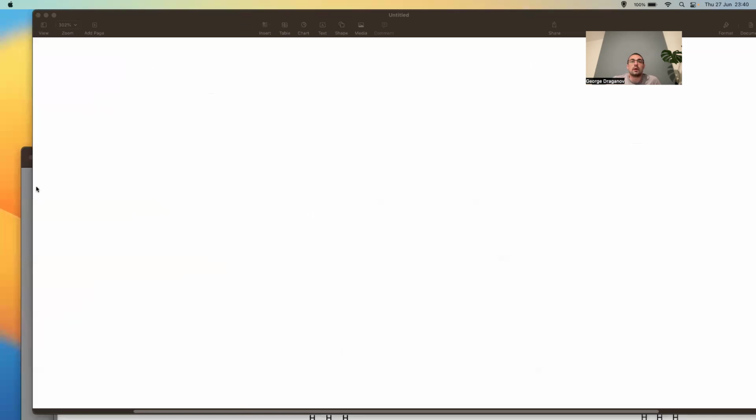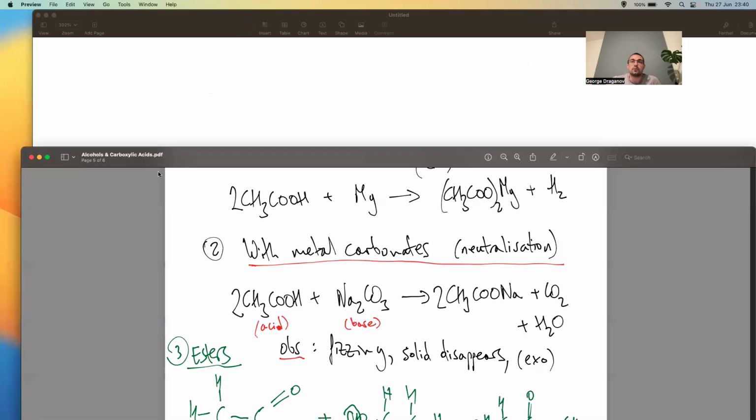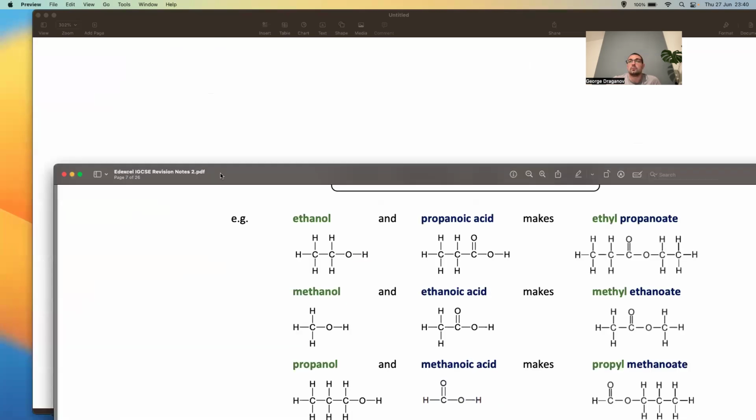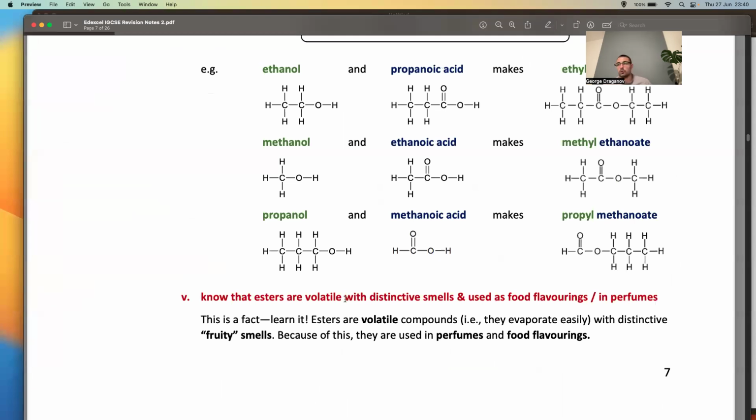And now let's go back to the other screen. So the final thing that you have to know on these is actually going to be here. Know that esters are volatile with distinctive smells. So esters easily turn to a gas that's volatile, and they have a nice smell. They have a fruity smell. So they can be used in perfumes and flavorings. And that's what you need to know about them.